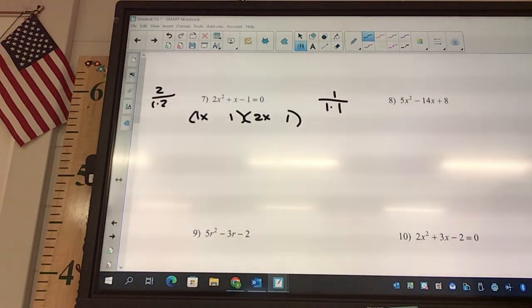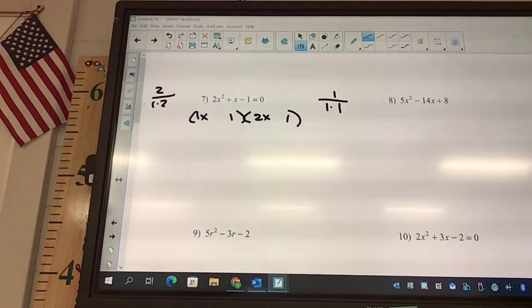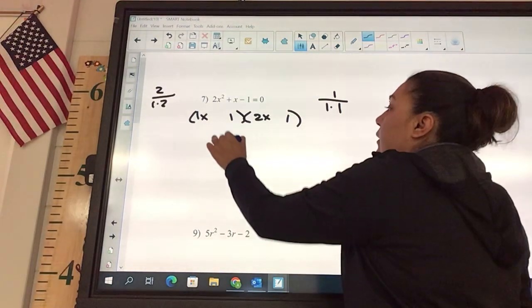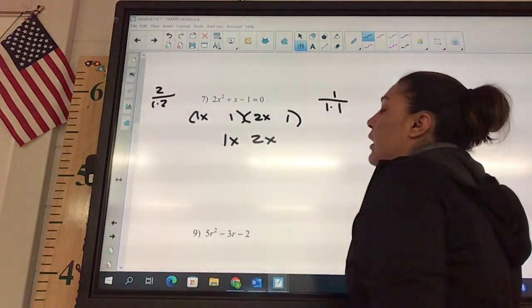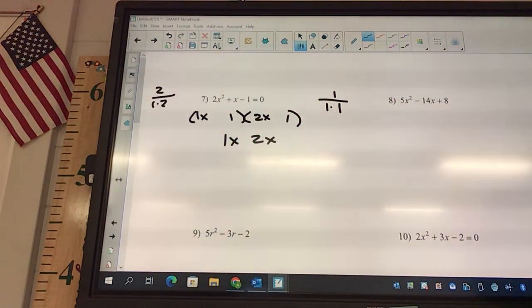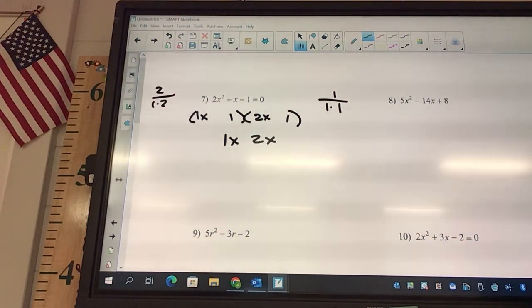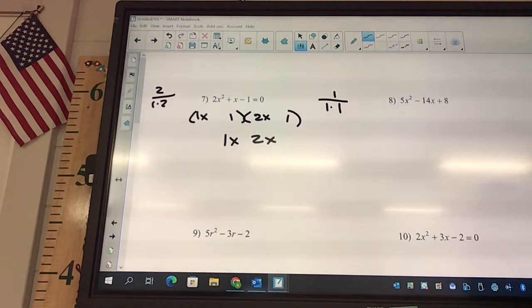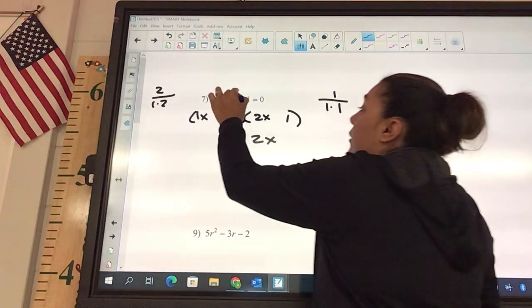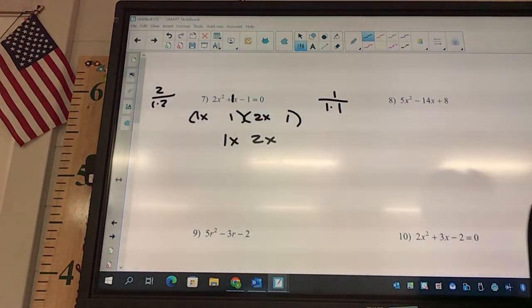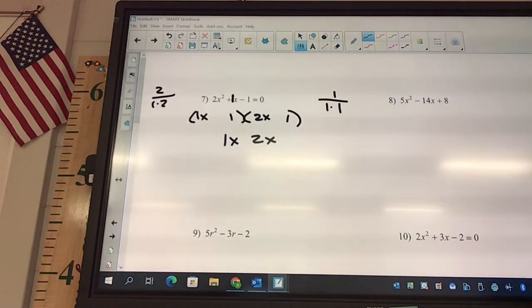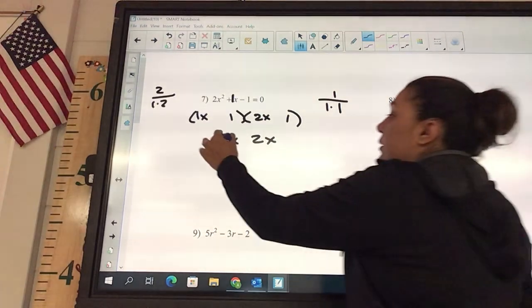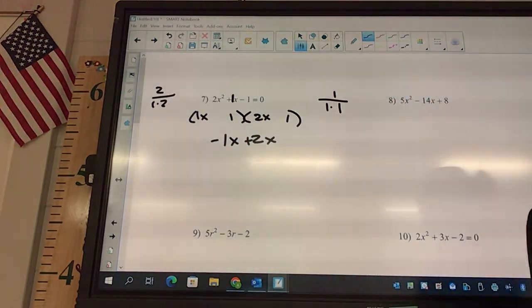What are you going to get for the outer? 1x, inner, 2x. Okay, would a 1x and a 2x ever give me a what? Yes. A 1, right? We need a positive 1 right here. How could I get a positive 1? Minus plus. Okay, now here's where it gets a little tricky.